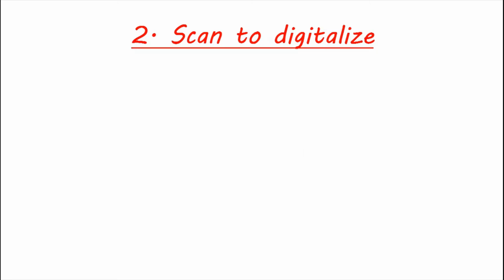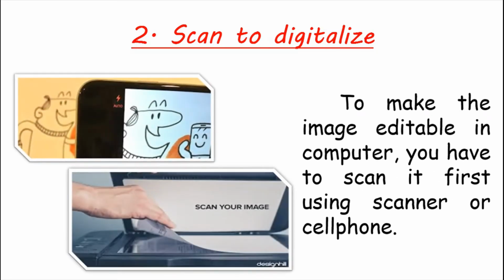Number two, we also have to scan to digitalize, wherein we're going to make the image editable in computer. You have to scan it first using scanner or cell phone. So, if we're using a pencil or a pen, since we're not using a software muna, we need to scan para tayo maka-edit in the computer. Kasi 'di ba, if we use pencil and we did not scan, hindi siya mapoprocess sa may software.